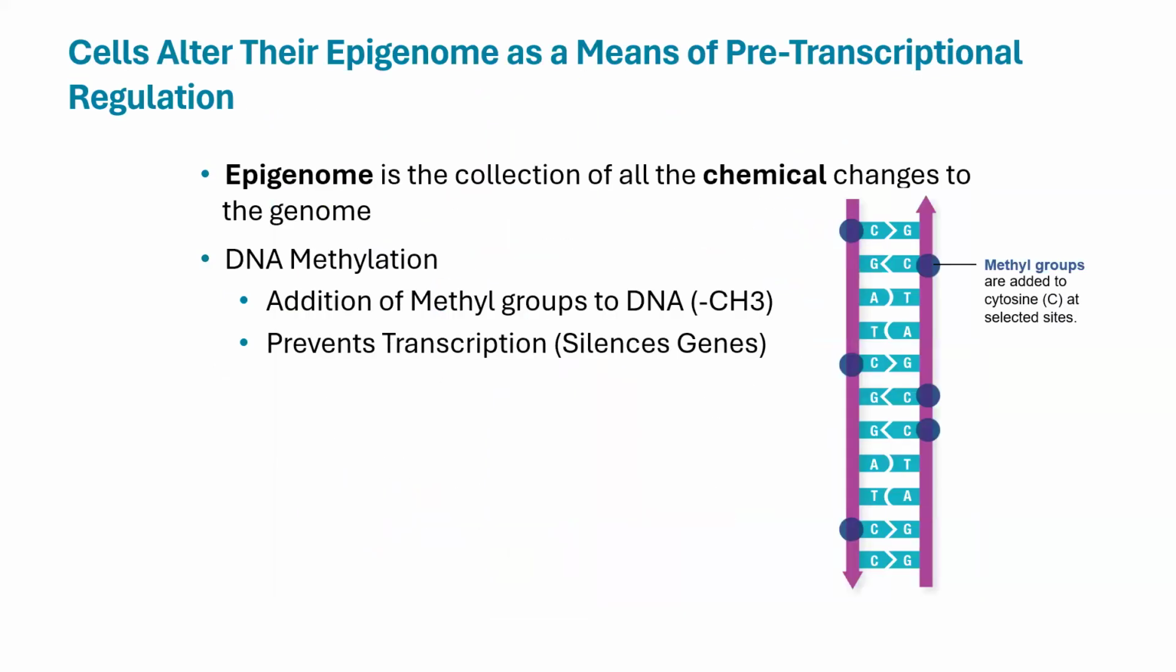All right, so then we have epigenetics. Epigenetics is the study of chemical changes to the genome, while the epigenome is the collection of all those changes. A major one is DNA methylation. That's pictured here on the right-hand side by all these methyl groups. Those methyl groups are bound to your DNA and they prevent transcription. So they silence genes. Basically, they make it difficult for the process of transcription to occur.